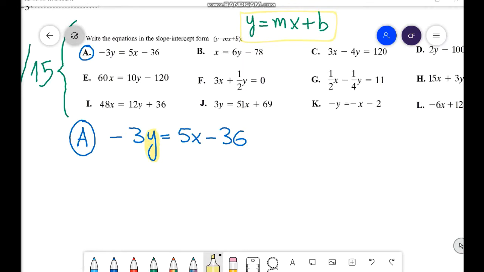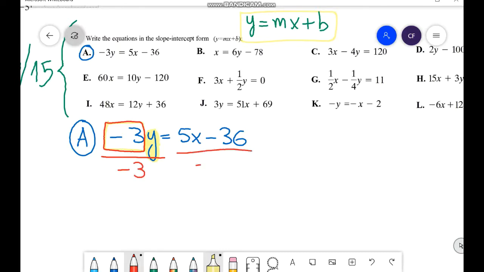You need to have only y, right? Only y on the left-hand side. And this is bothering me because you have negative 3, and this negative 3 is annoying me because I don't want it here. I don't want negative 3y, I just want y. So let's divide both sides by negative 3, so I can get rid of this negative 3, right? And now I'm happy because I have only y.